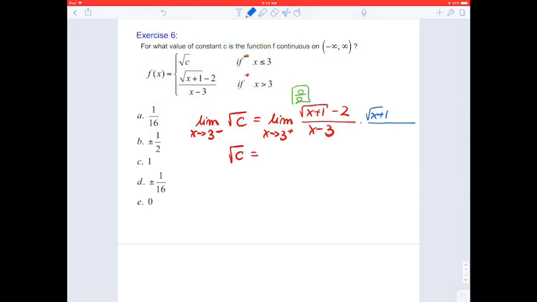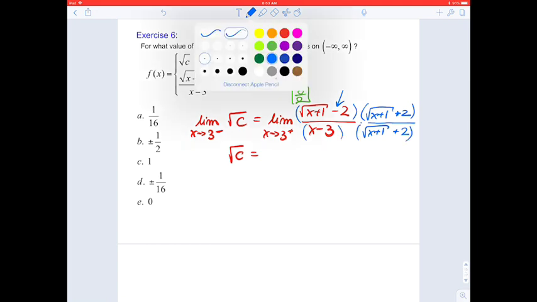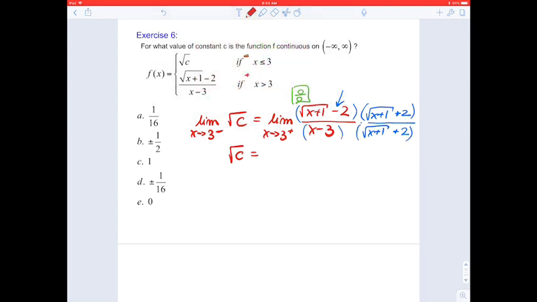That means I will focus on my limit, multiplying by the square root of x plus 1 plus 2, because that was minus, this must be the opposite sign. Okay, and let's distribute the conjugate, but do not distribute the denominator. That means limit as x goes to 3 from the right hand side. I will copy one more time my denominator.